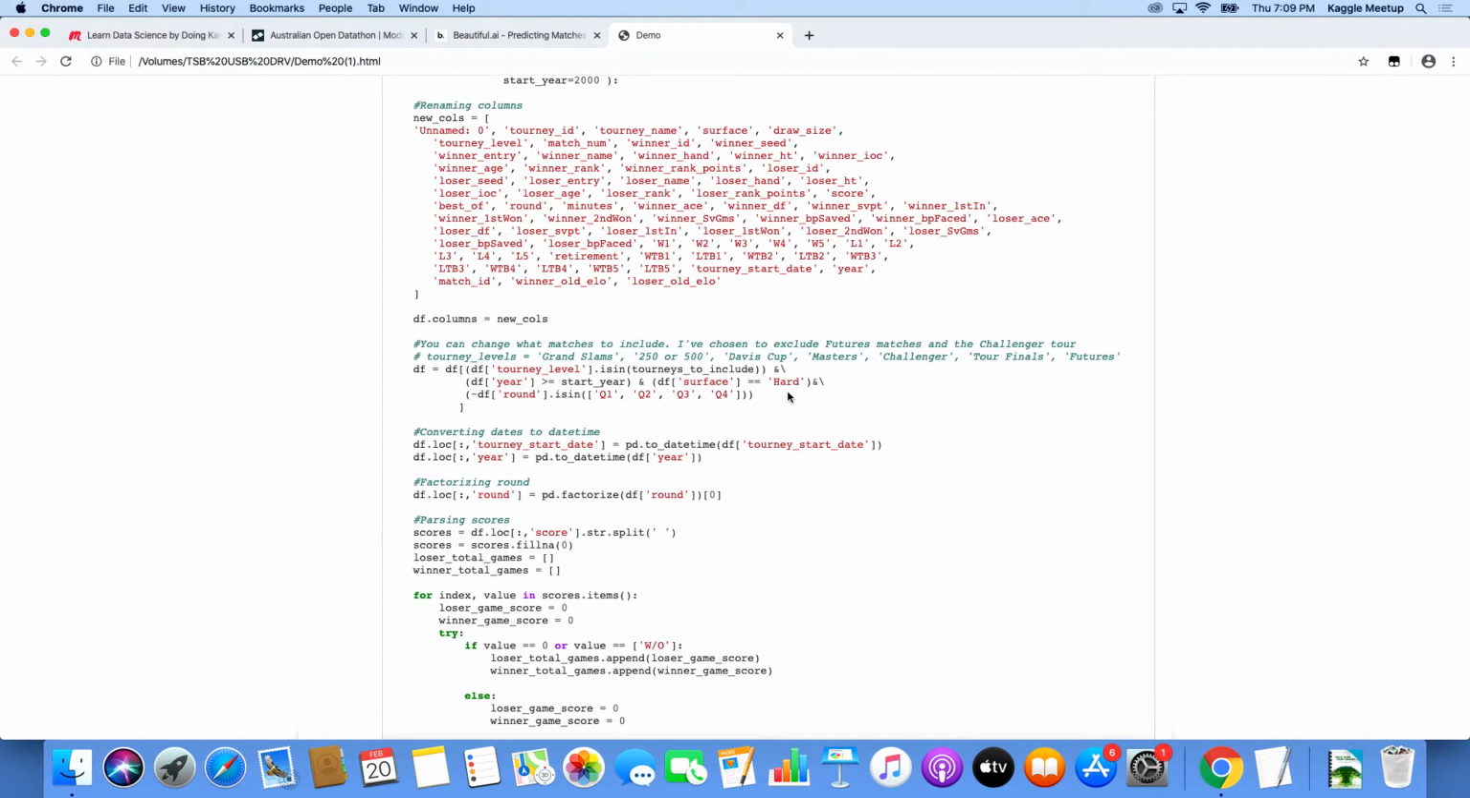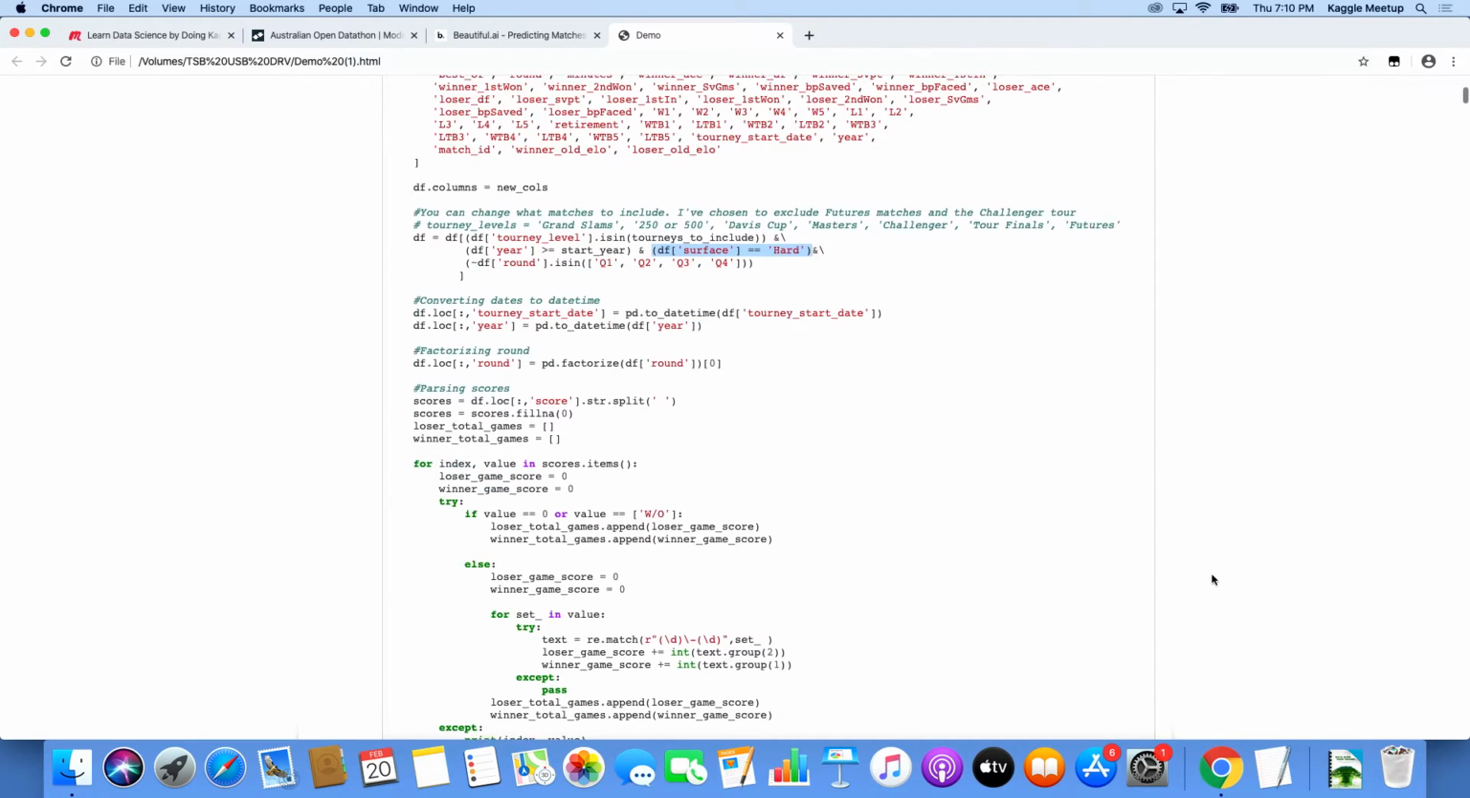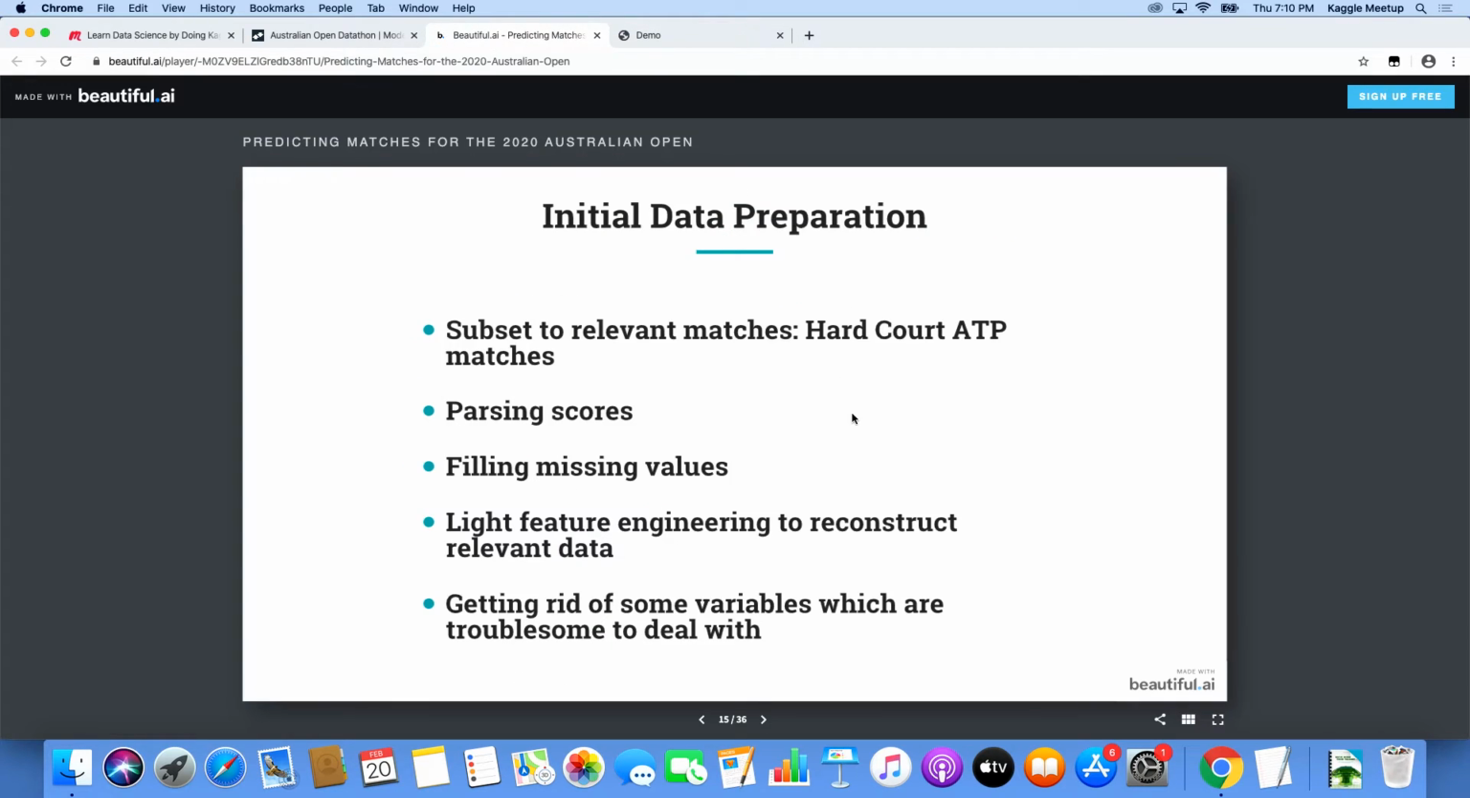One of the things that we'll need to do is subset to only hard court matches. As I was mentioning before, we don't want to be including clay court and grass court matches in our aggregations and also our training data. And here I'm also filtering out qualifying matches because they're not really that relevant.